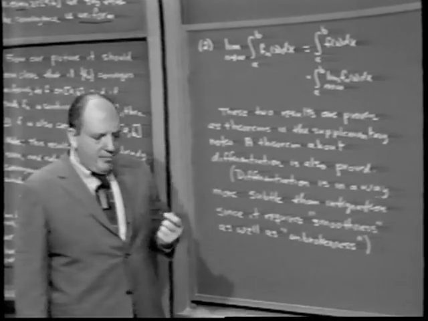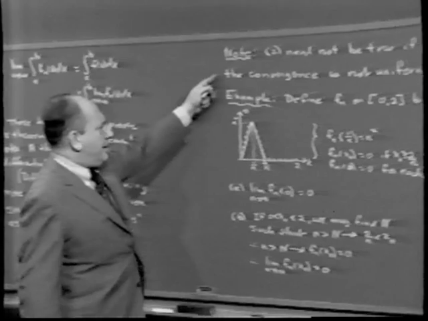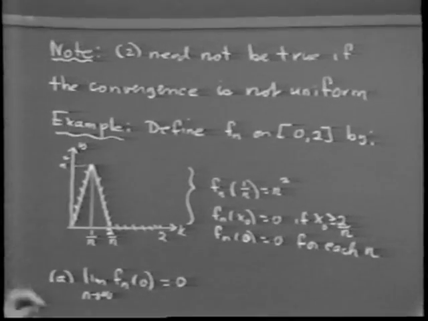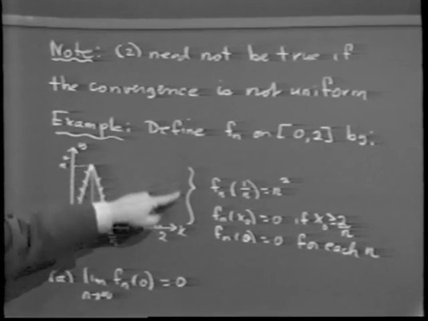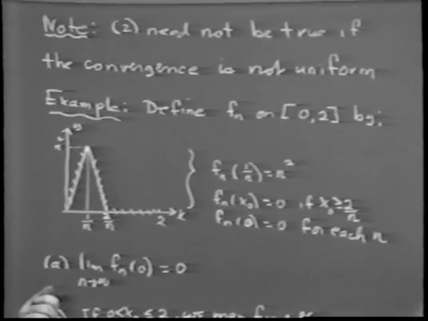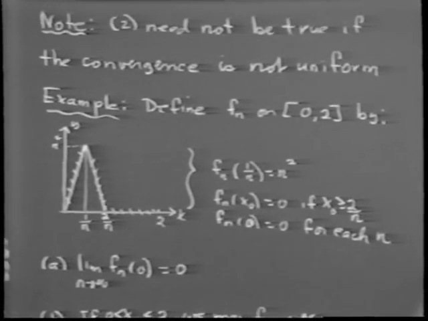Now, to show you what I have in mind here, let me give you an example. To show you that 2 need not be true if the convergence is not uniform, consider the following example. Now, in the supplementary notes, I repeat this example both the way I have it on the board and also from an algebraic point of view without using the pictures. But in terms of a picture, here's what we do.